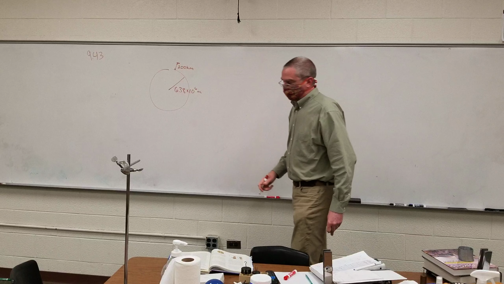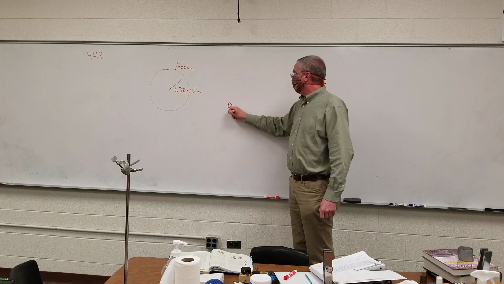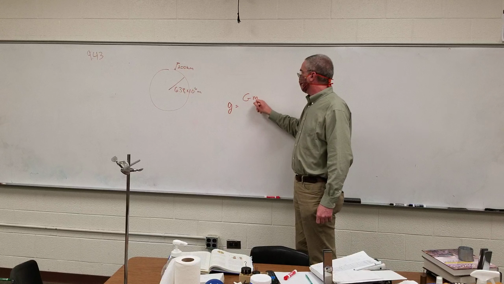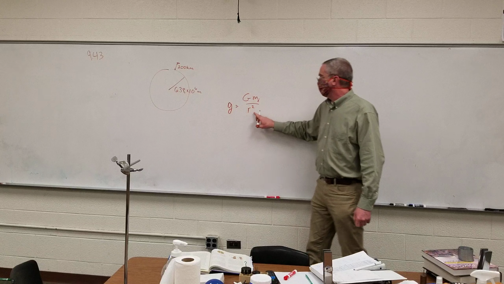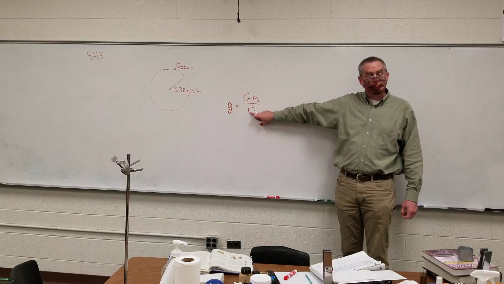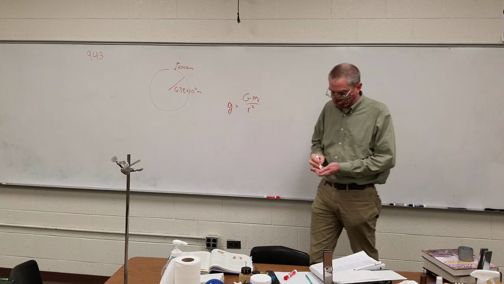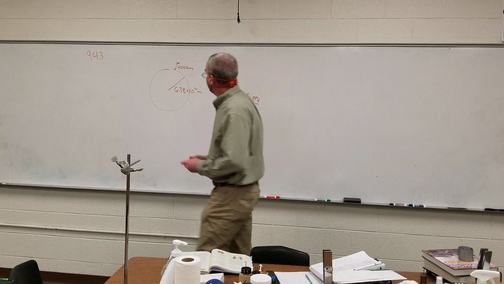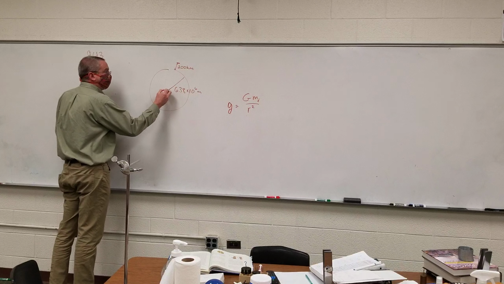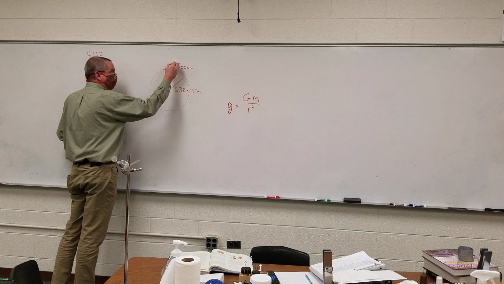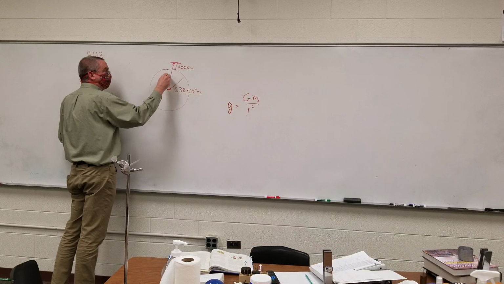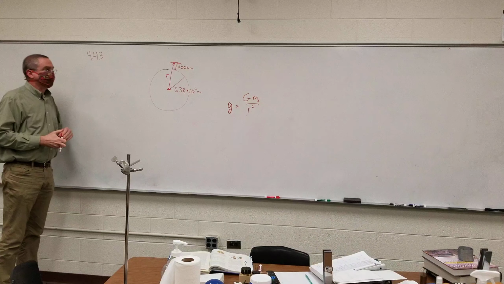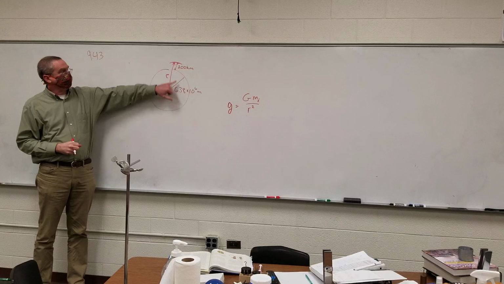When you plug into our formula, g is equal to big G times the mass of Earth over the center-to-center distance. That's what R is, center-to-center distance. They want to know that distance right there. That's R. So it's going to be the radius of the Earth plus the altitude.